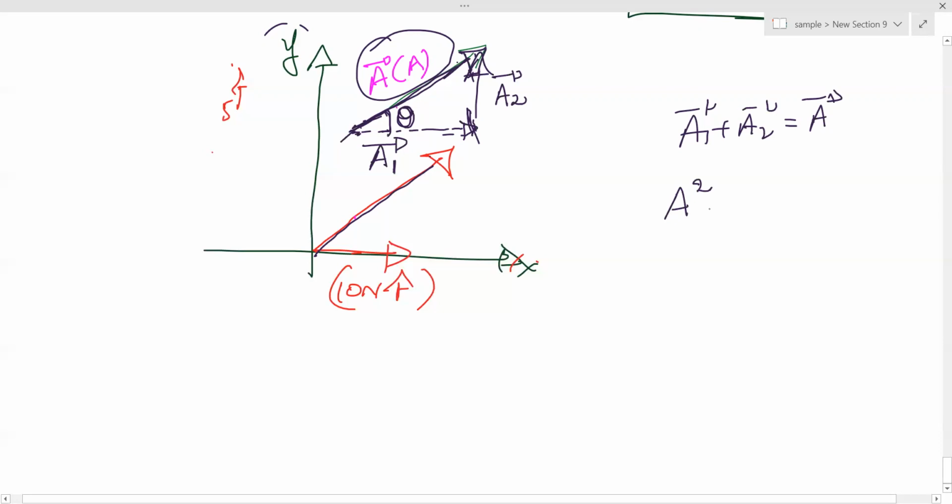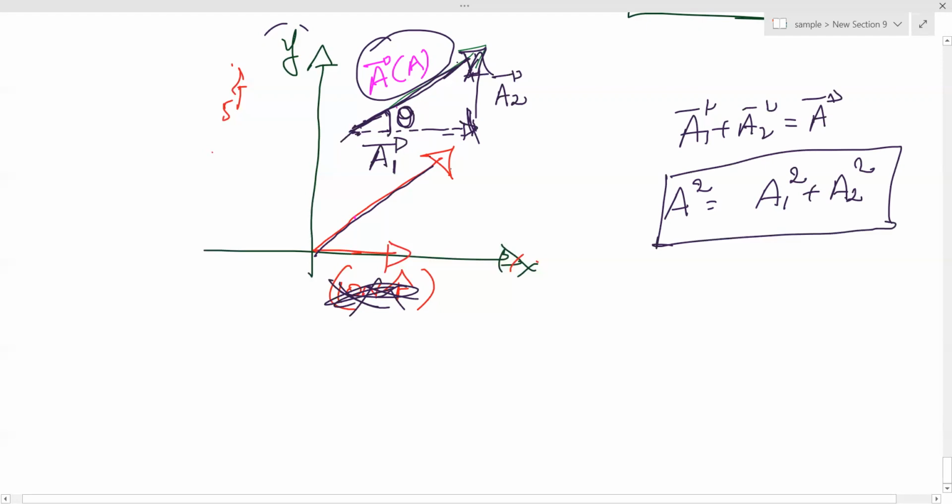In magnitude, tell me. A square is equal to A1 square plus A2 square. This 10 is some example. So, got it? Yes, sir. Now carefully observe. That is A is equal to root of A1 square plus A2 square. So now, A1 vector magnitude I'm taking as A1 and A2 vector magnitude I'm taking as A2. Carefully observe, A1 vector is along which direction?